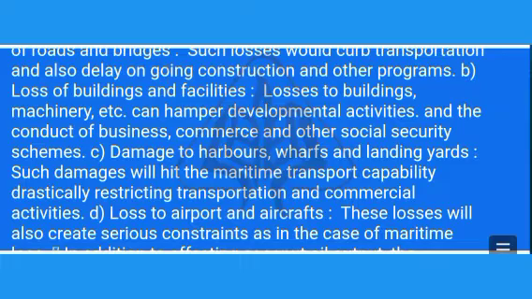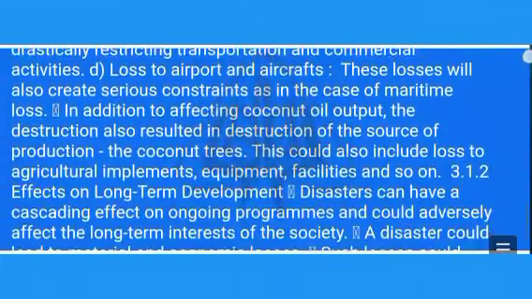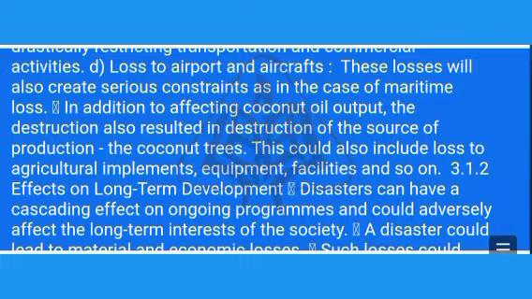C. Damage to harbors, wharfs and landing yards. Such damages will hit the maritime transport capability, drastically restricting transportation and commercial activities. D. Loss to airports and aircraft. These losses will also create serious constraints, as in the case of maritime loss. In addition to affecting coconut oil output, the destruction also resulted in destruction of the source of production, the coconut trees. This could also include loss to agricultural implements, equipment, facilities and so on.